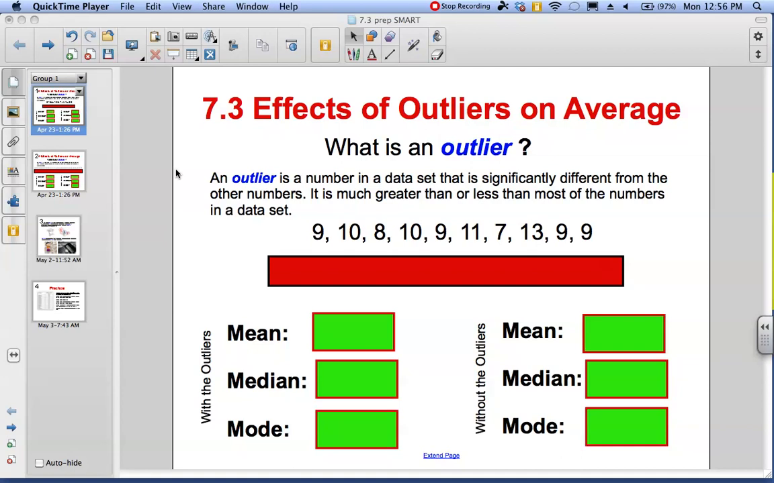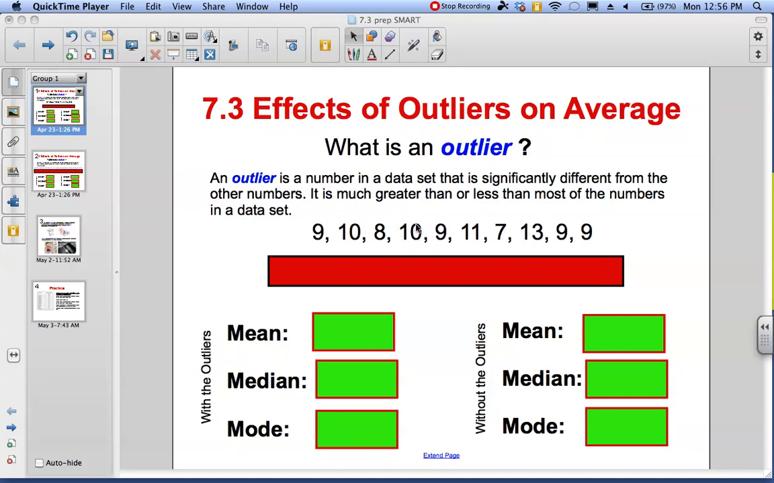Often you'll know which one is the outlier just on looking at it. Sometimes you have to look a little bit further. But most of the time you can tell which number is the outlier straight off the bat. But sometimes it isn't that easy. So let's look at this first data set that we've got here.